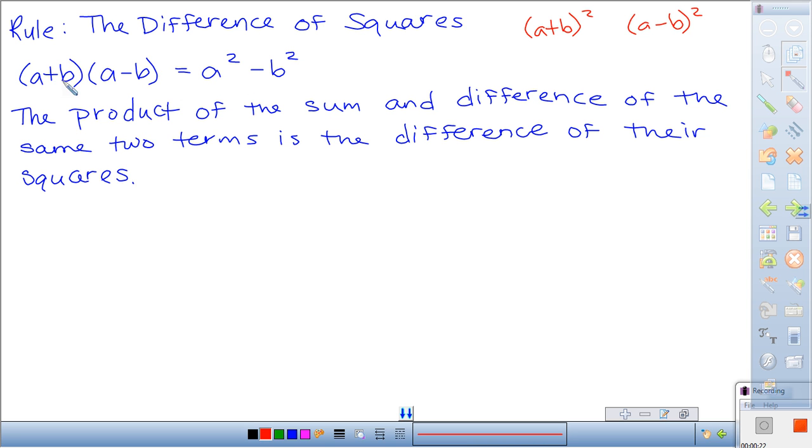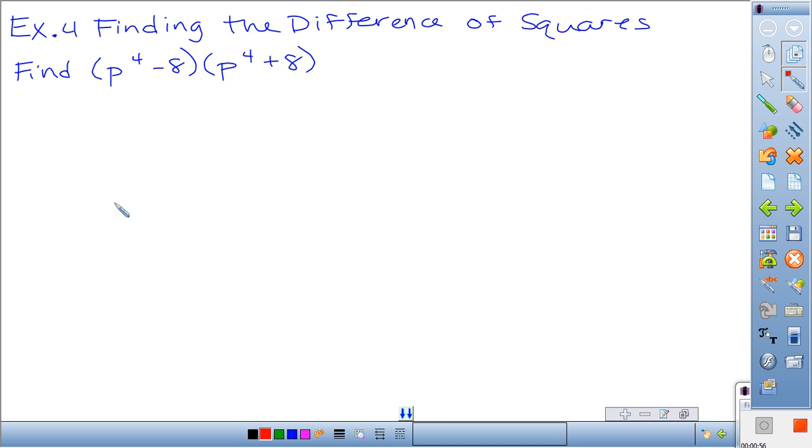If you were multiplying (a + b) times (a - b), you end up with a squared minus b squared, which is why it's called the difference of squares. Difference is subtraction, and the first term and the last term are squared. So the product of the sum and difference of the same two terms is the difference of their squares. This is the product of the sum and the difference of the same two terms, and we end up with our answer, which is the difference of squares. So let's see that in action.